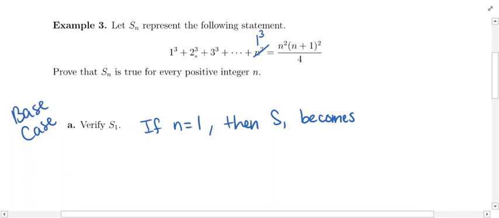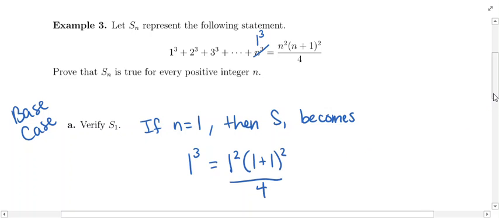On the left side, we're supposed to start at 1 cubed, and we're also supposed to end at 1 cubed. So that means that the only number that will appear on the left side of the equation is going to be 1 cubed. On the right, everywhere you see an n, replace it with 1. So we're going to get 1 squared times 1 plus 1 squared, all divided by 4.